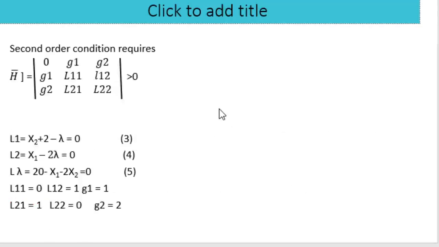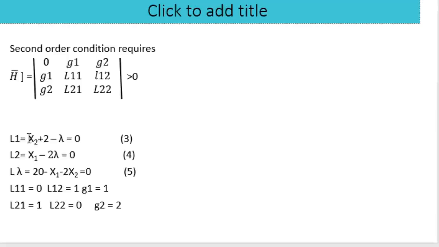Now we want to check the second order condition. For the second order bordered Hessian matrix, we construct the bordered Hessian matrix 0, g1, g2. These are the constraints, the coefficients of the variables x and y in our case. The three equations are given again here. That is L1 equal to x2 plus 2 minus lambda. L2 is x1 minus 2 lambda equal to 0. And the third is 20 minus x1 minus 2x2 equal to 0.